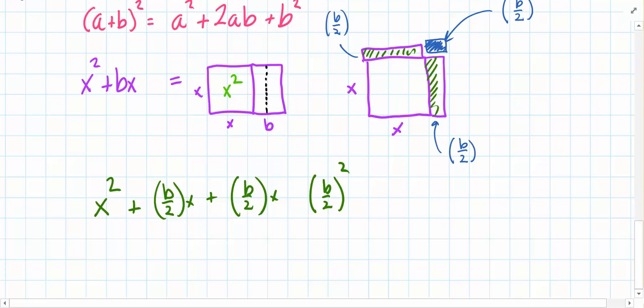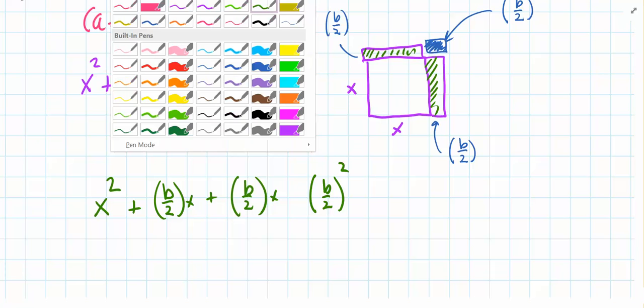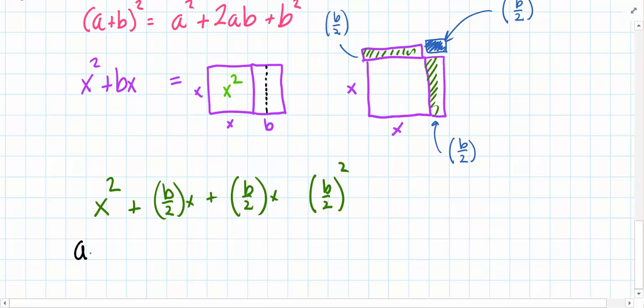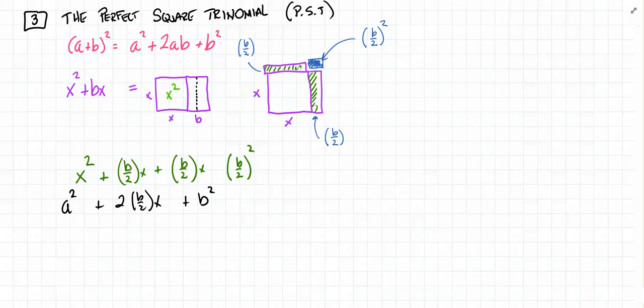Well, this looks really, really familiar, doesn't it? Doesn't this look exactly like a squared plus, oh look, a 2 times b over 2 times x, there's a 2ab, plus b squared. Do you guys see the structure of that? Yeah, exactly. So look, I have a b over 2 times x and another b over 2 times x, so I have two of those. Do you see the structure?